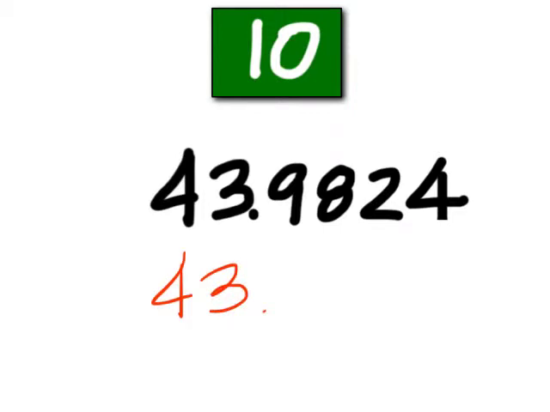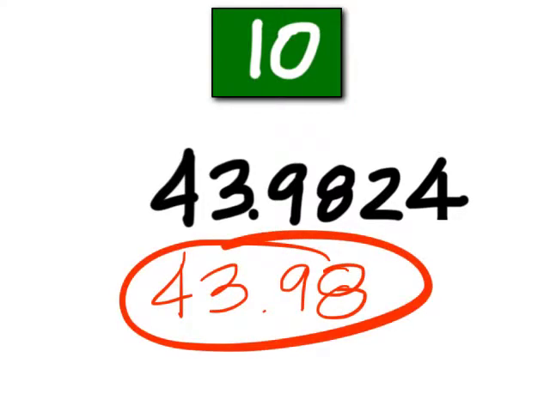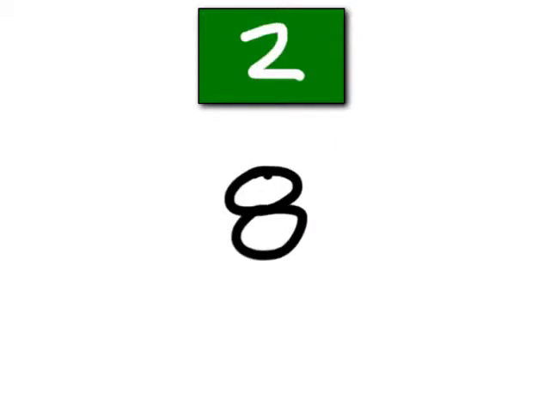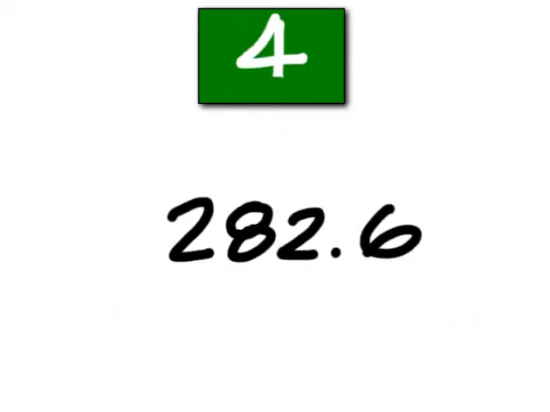10 is 43.98 if you're rounding to the hundredths place. Extra credit answers. 1 is 64. 2 is 8. 3, if you're going to round to the hundredths place, should be 6.28. And 4 is 282.6.